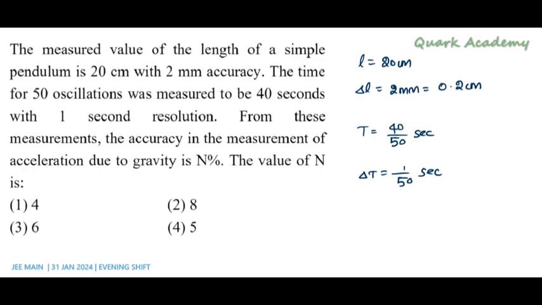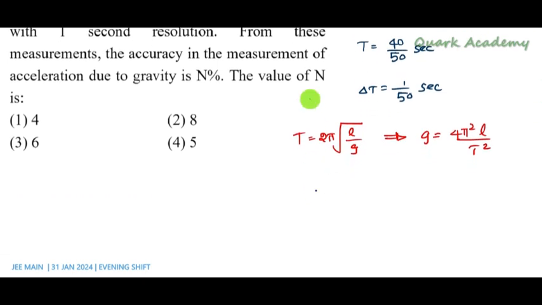We need to find the accuracy of finding acceleration due to gravity. So, time period of simple pendulum can be written as T equal to 2 pi under root L by g. From this, I can write g equal to, we can square both the sides and rearrange things. It will become 4 pi squared L by T squared. Now we can start with relative error.